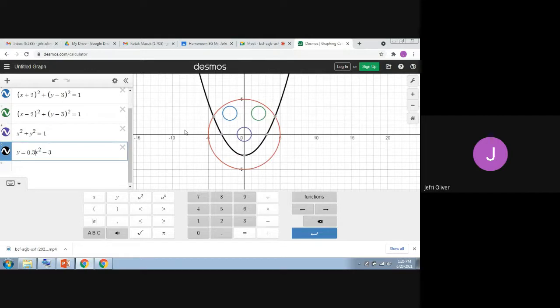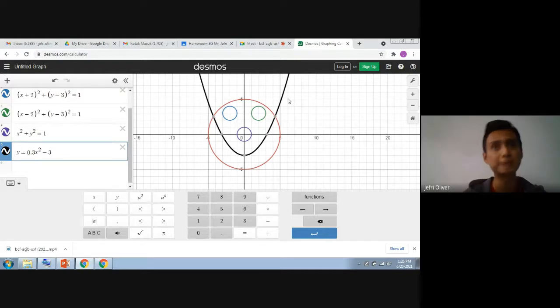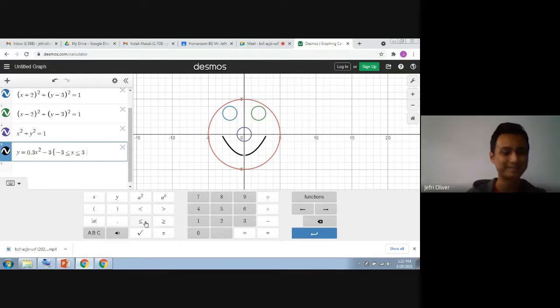Okay. And then because I want to remove some parts of this graph, I want to restrict the domain or range. It's up to you. In this case, I would like to restrict the domain. The domain is the x values. So I would like to restrict the x values from -3 until 3. So it will become like that, right?